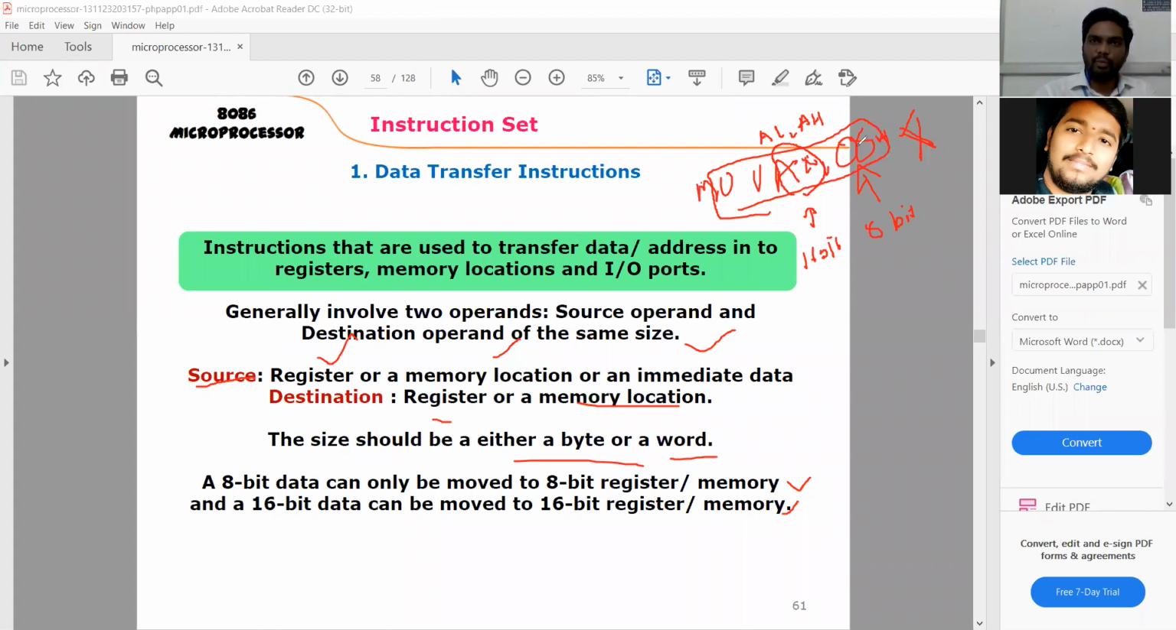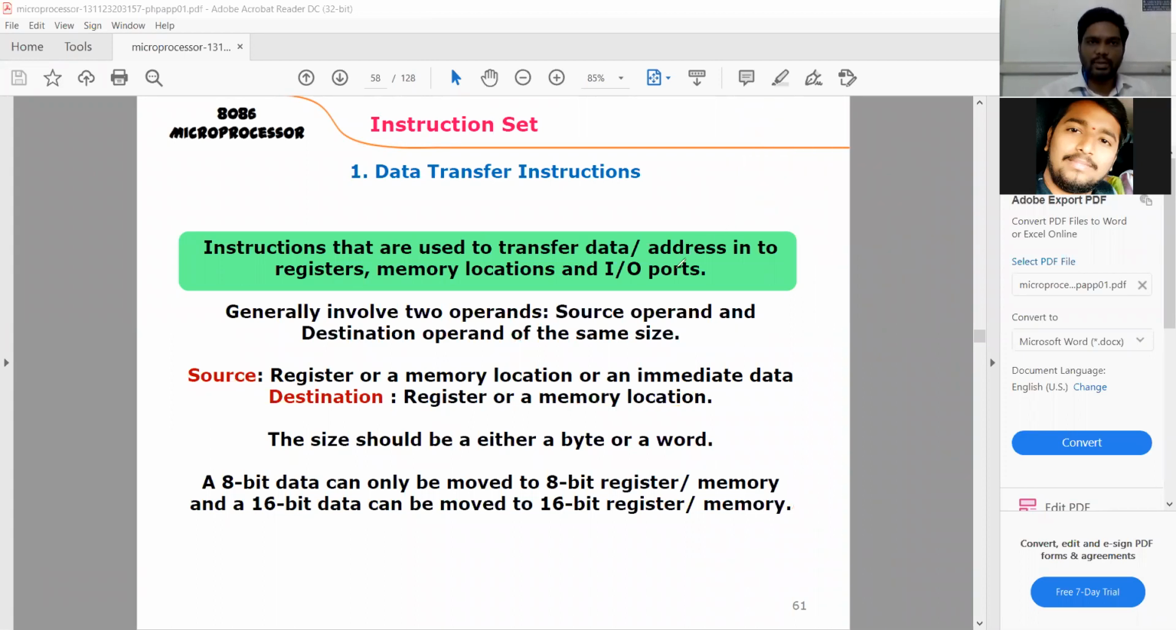Okay, we have to move 8-bit data into 8-bit registers only. If you are moving 16-bit data, we have to use 16-bit registers. So the size of the source operand should decide the size of the destination operand. Right, so these are all the basic points that you have to keep in mind for understanding the data transfer instructions.